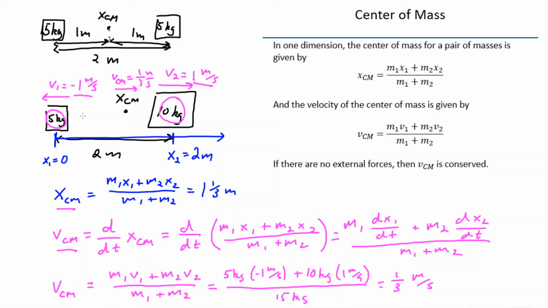And as I'll show you in a minute, if there are no external forces, then the velocity of the center of mass is conserved. So if I don't have anything outside of this system of masses pushing on it, the velocity is going to remain constant. It's not going to change. So velocity of the center of mass is a conserved quantity for a system with no external forces. If I have external forces, then the center of mass of the system is going to accelerate and the velocity will change. That's what I'll show you next.